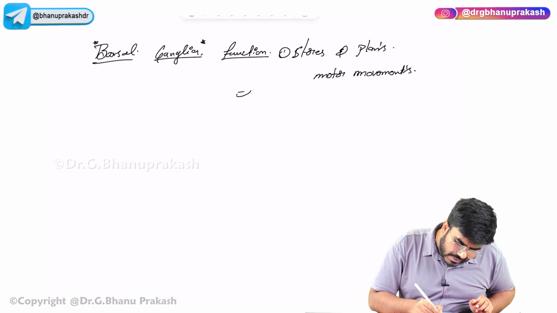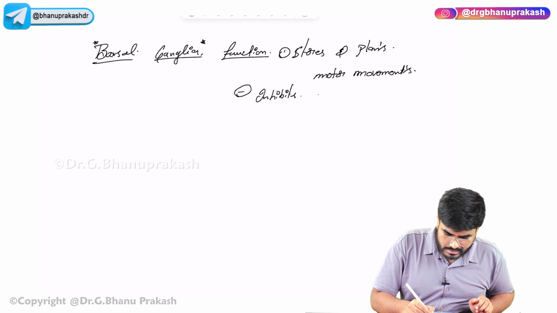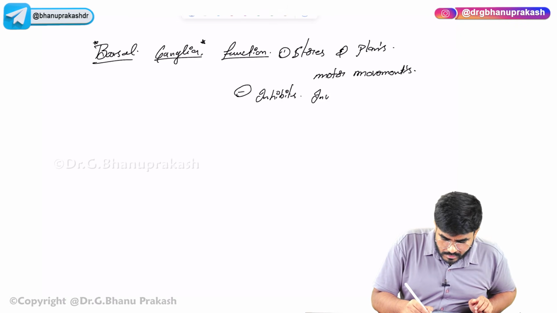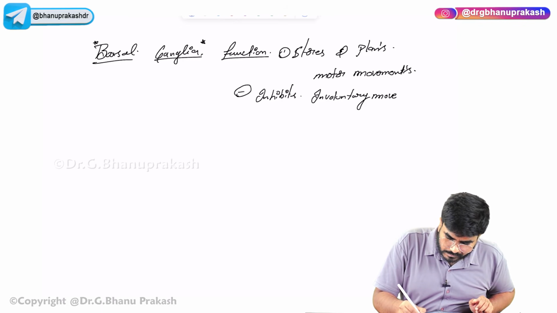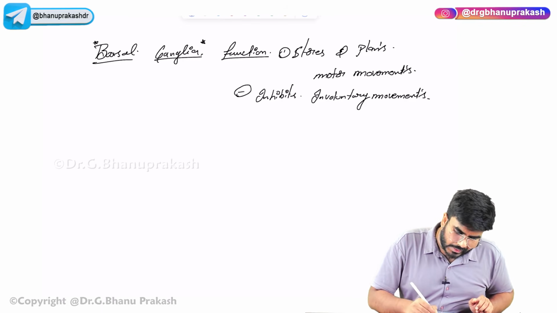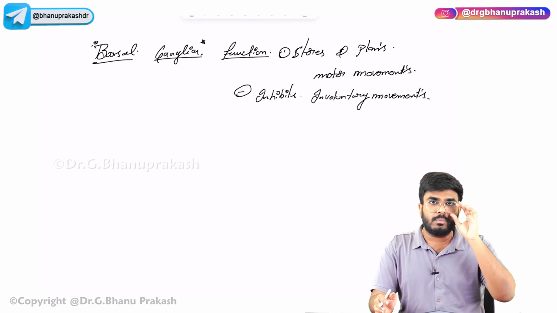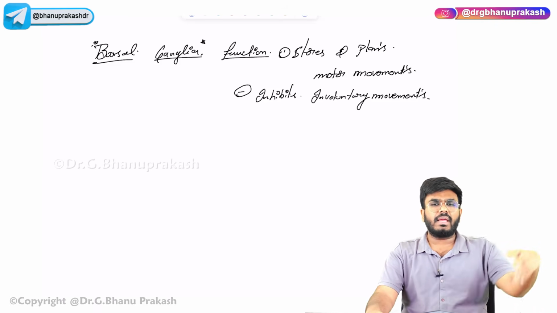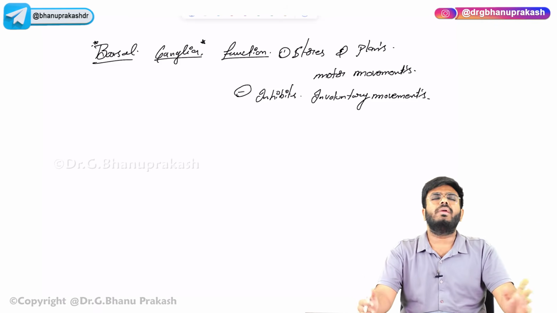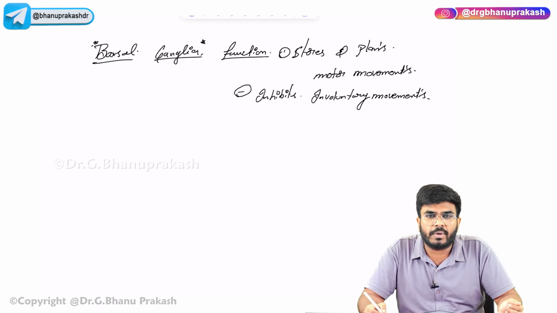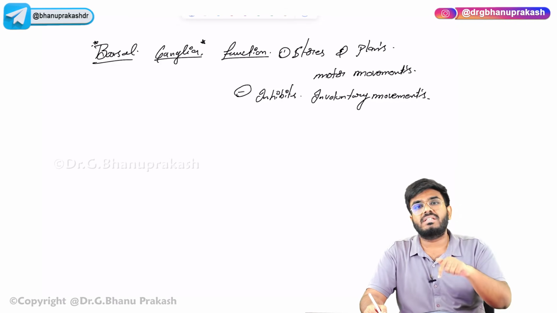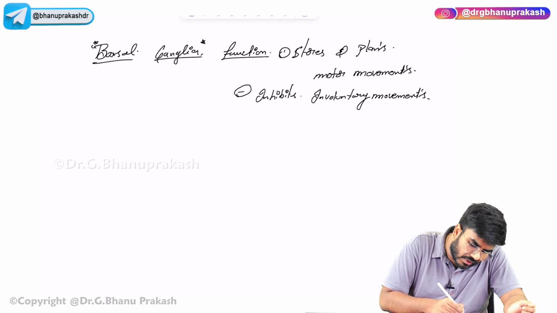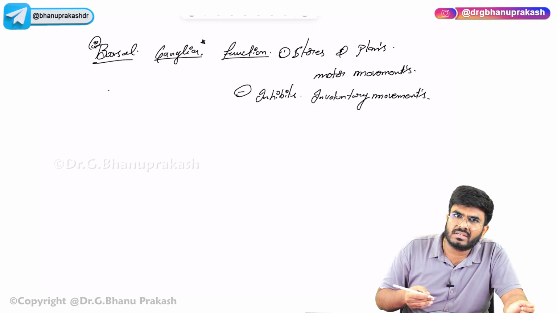Not only that, basal ganglia inhibits involuntary movements. Unnecessary movements are inhibited. For example, I am sitting like this, I don't require any unnecessary movement. When you are sleeping, you should not have any unnecessary, involuntary movements. Who is going to inhibit those movements? It's the basal ganglia.